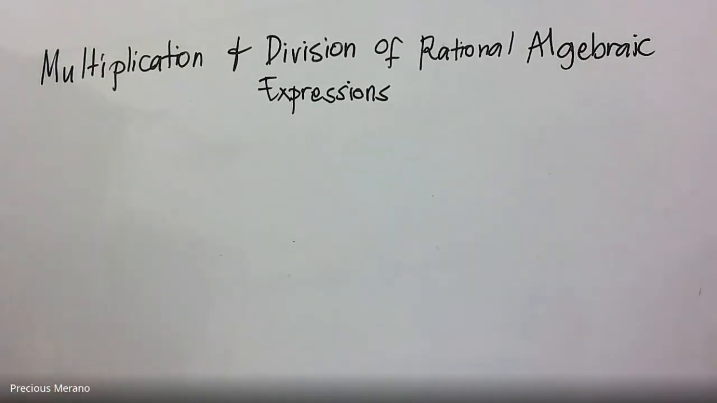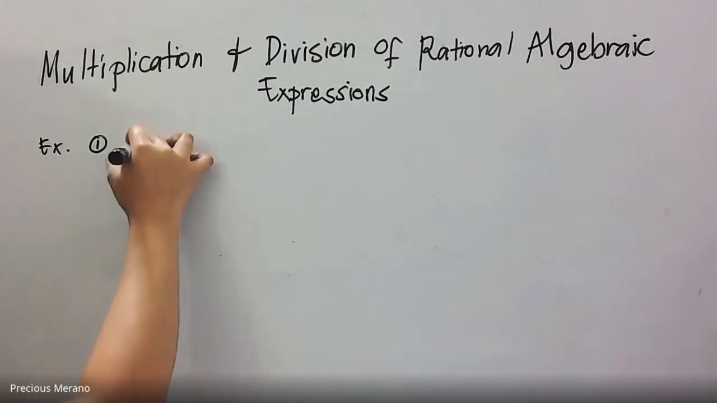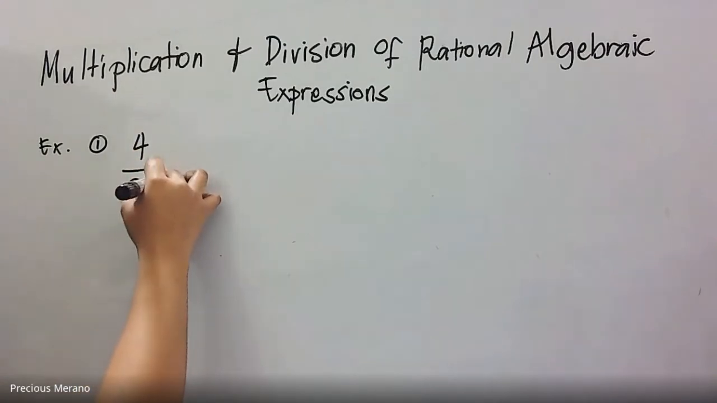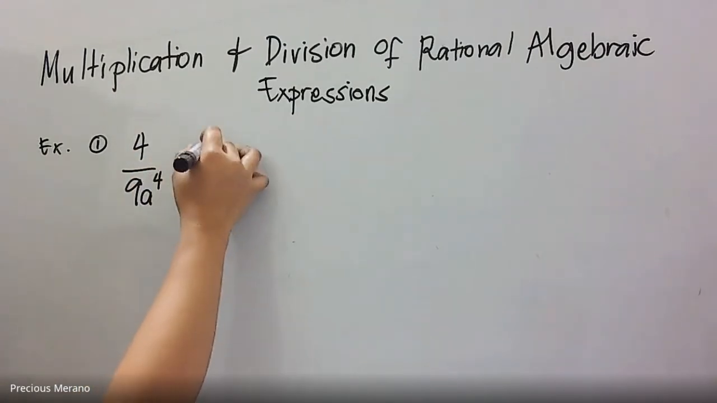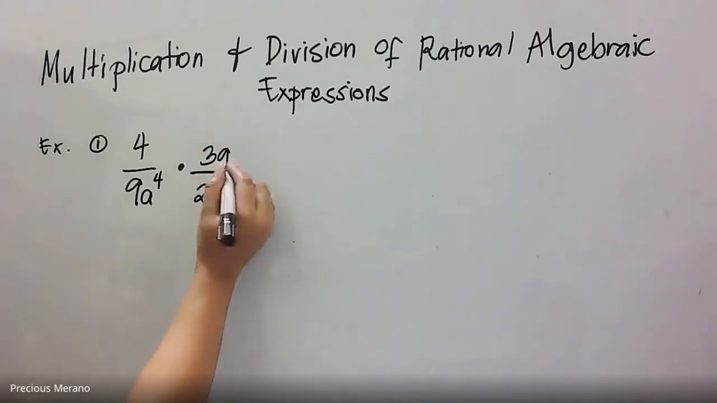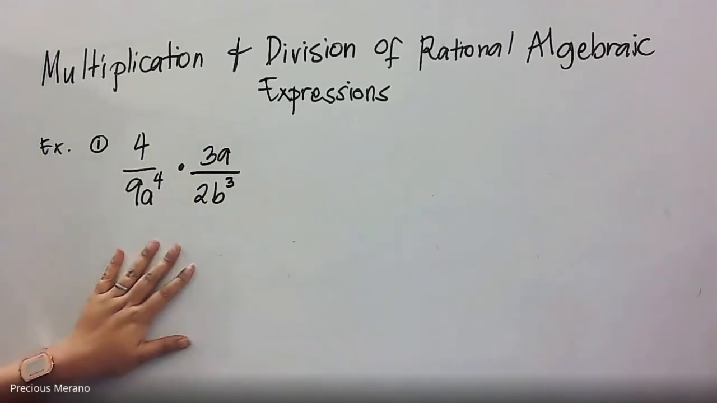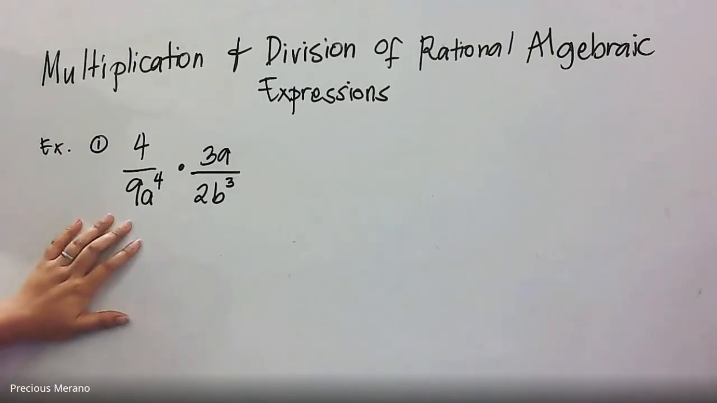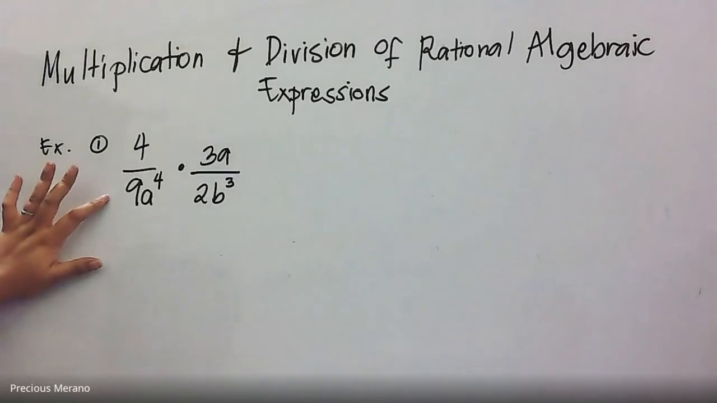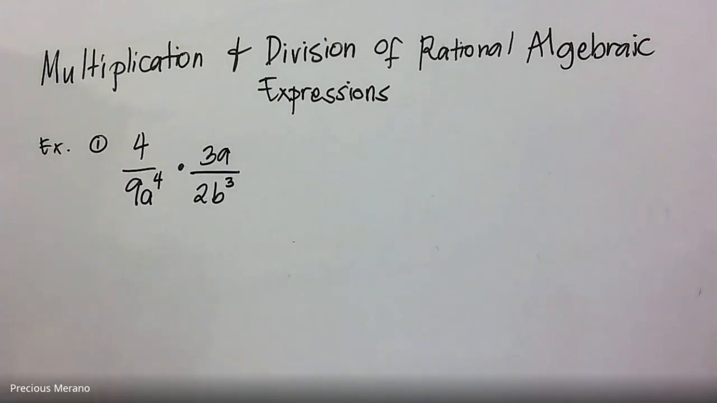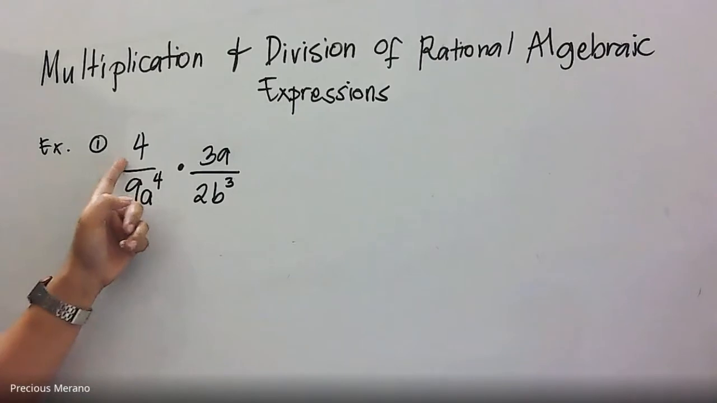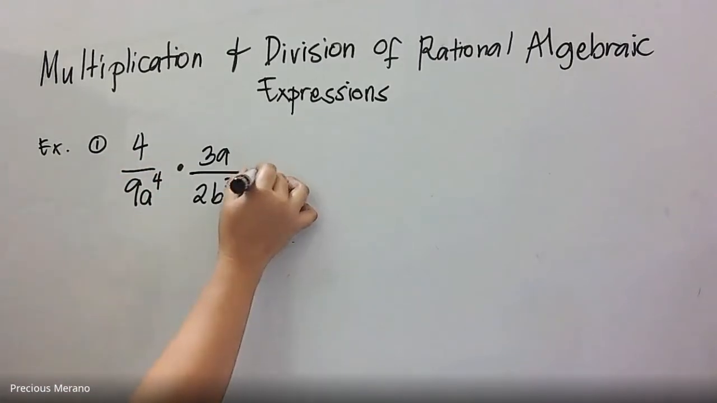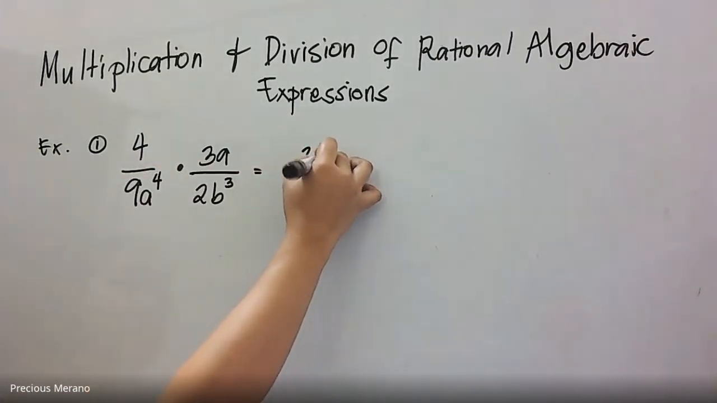So, for example, we have here 4 over 9a to the fourth power multiplied by 3a over 2b cubed. Okay, so kapag ganito yung given natin, meron tayong steps na nakalagay dyan sa book natin. So, first is factor. We have to factor the numerator and the denominator. Okay, so as in, ifa-factor natin siya paano? We have to factor first the numerators muna. So, factor natin yung 4, which is 2 times 2.